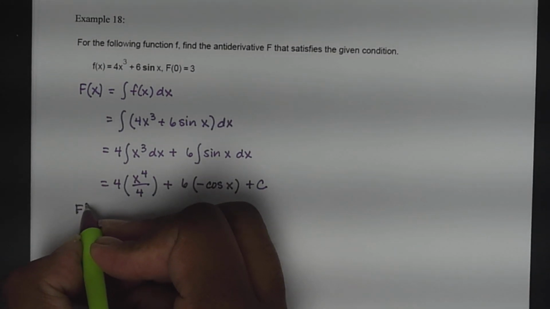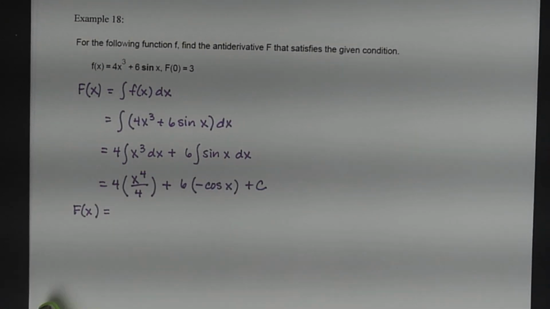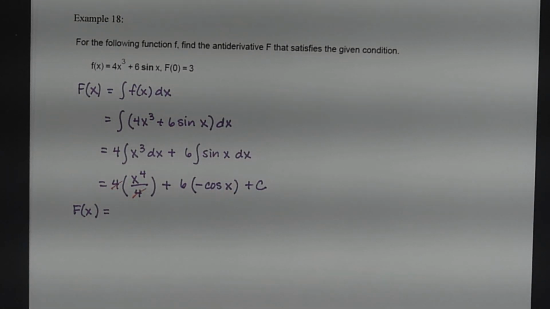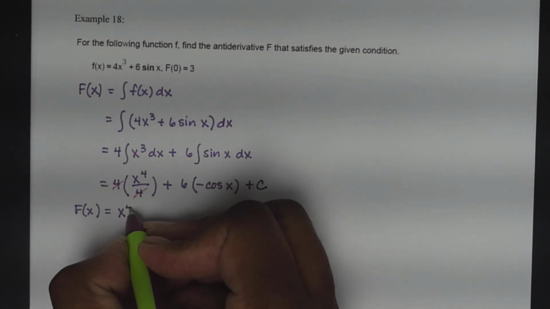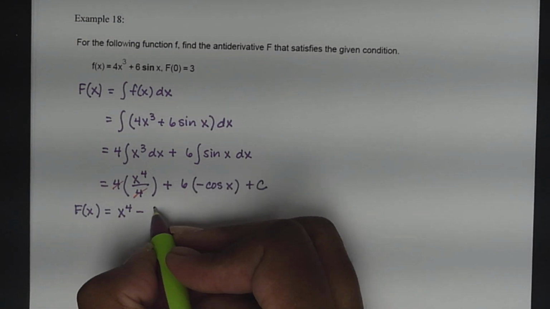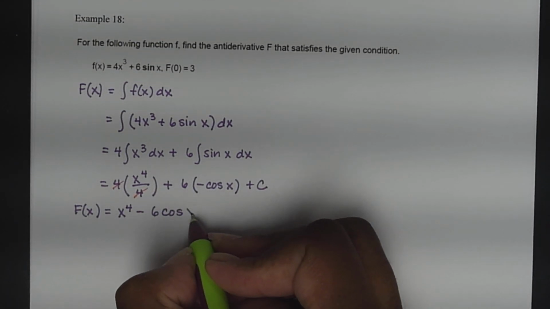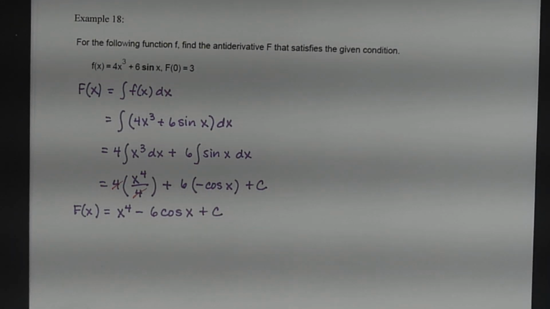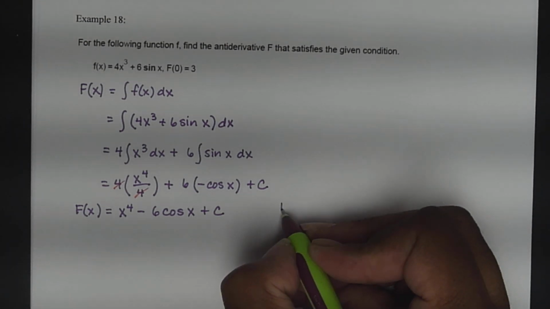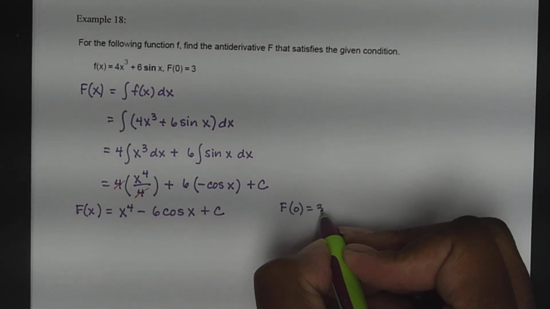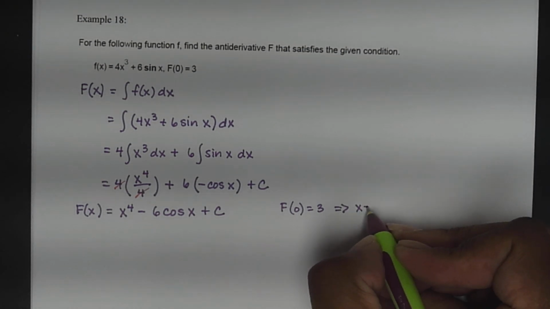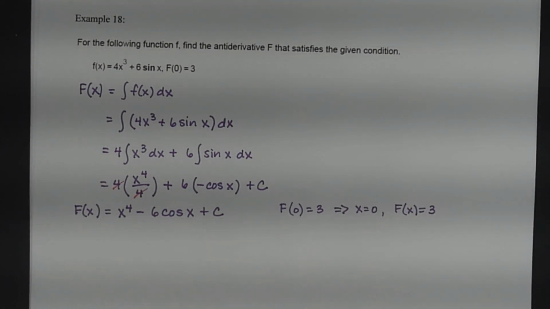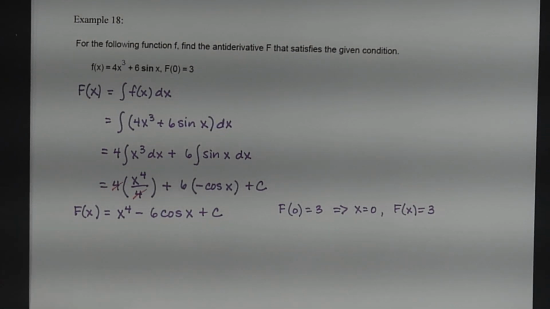So if I was to write that, then capital F of x would be, and if I simplify this a bit, these 4's divide out. So you're left with just x to the 4th. This negative will make that minus 6 times the cosine of x plus c. But now we have an initial condition where F of 0 is equal to 3. That means if x is 0, then capital F of x will have to be 3. So we substitute those values into this equation here.